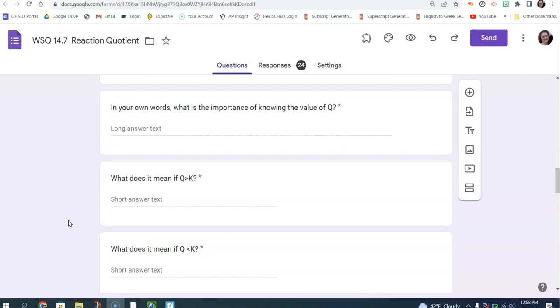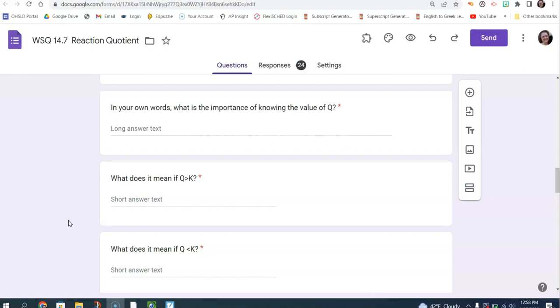Because when you set up your ICE table, if you're going to make more products, you're going to subtract from your reactants and add to your products. If you need more reactants, you're going to add to the reactants and subtract from the products. That all happens in that C line of ICE. All right, so you know if you're going to be adding or subtracting on which side, and Q will tell you that.